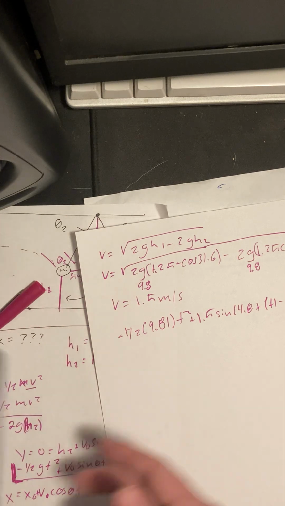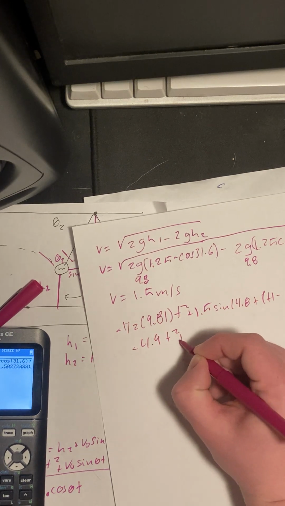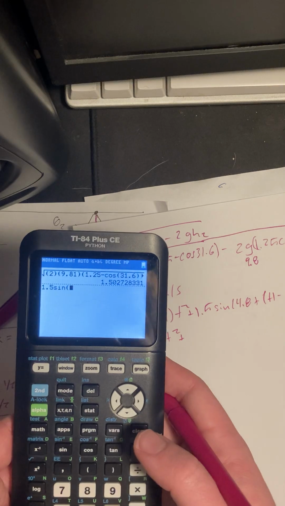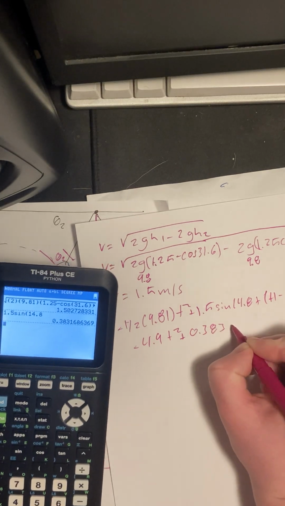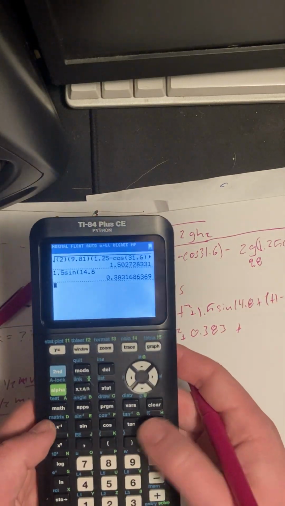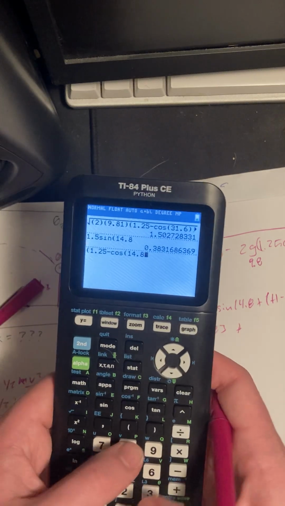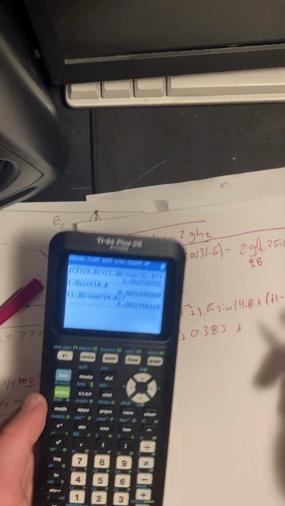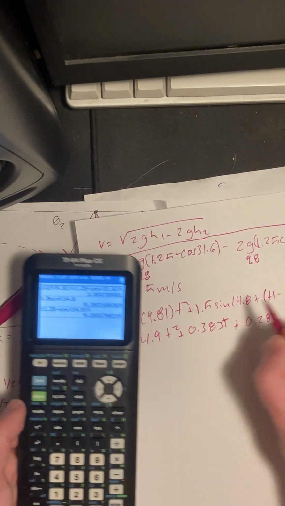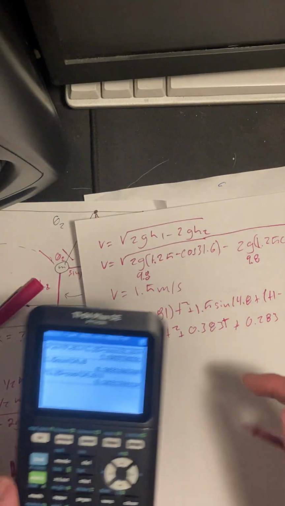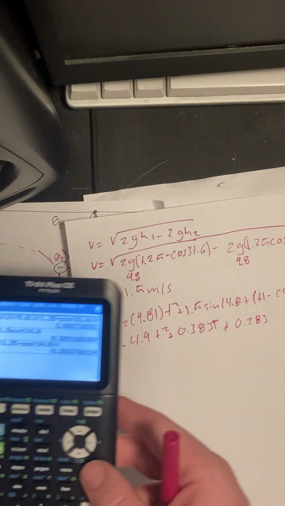So let me solve this very quick. Let's rearrange this. So negative 4.9 t squared plus 1.5 sine 14.8, 0.383, plus our h, so 1.25 minus cosine 14.8, 0.283. Oh, and this is a t, by the way. We still have that t there. So now this is a quadratic equation. We need to solve this. Fortunately, I just have this programmed into my calculator. So let's do this very quickly.